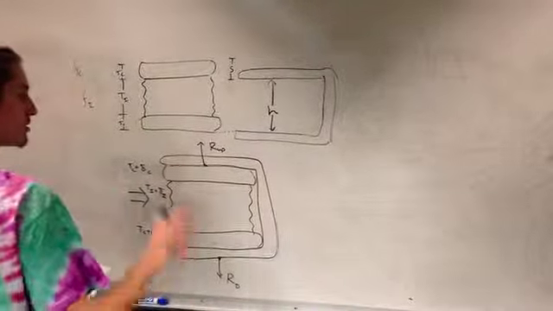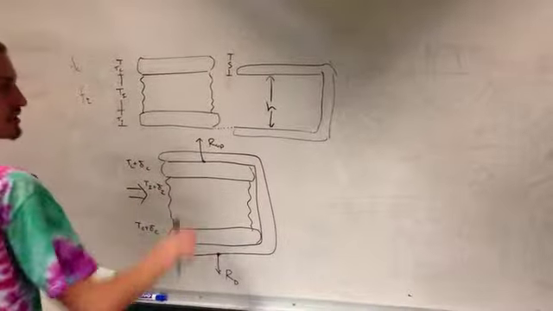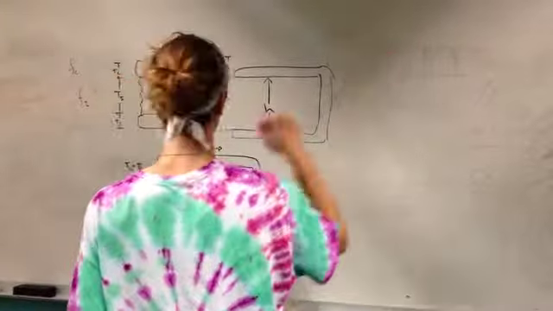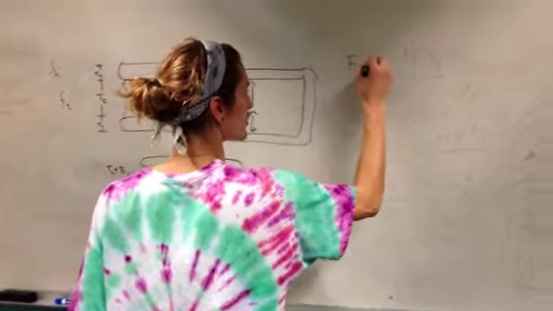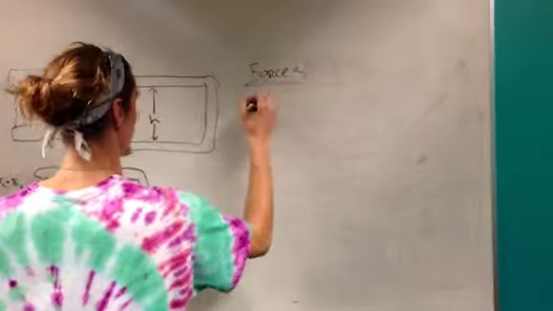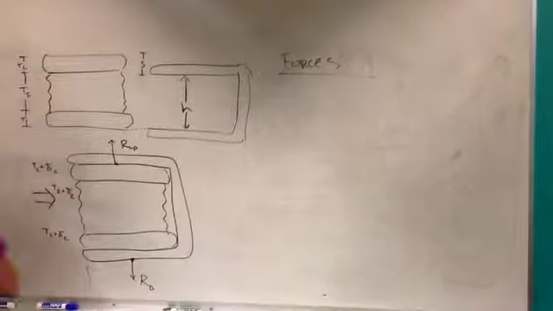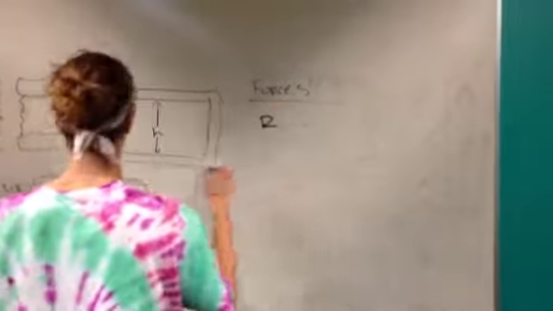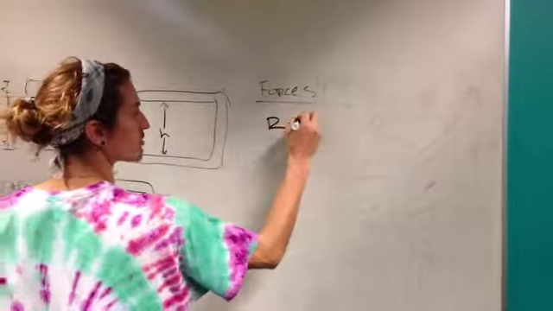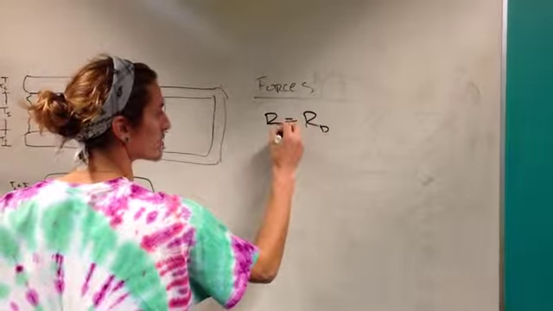Okay, so when we place the cookie into the insulated box, we know the forces must be equal. So R up must equal R down.